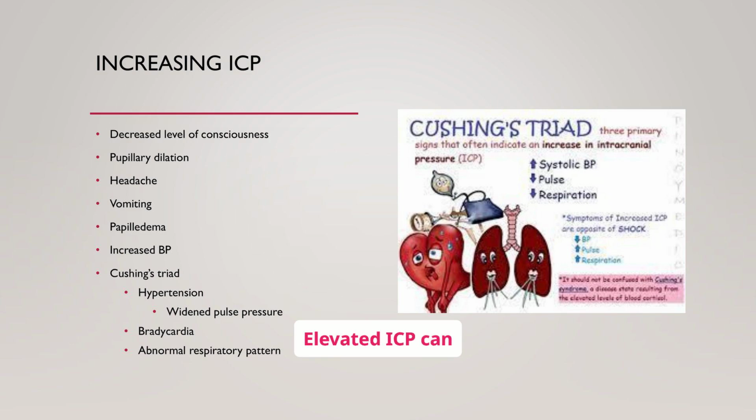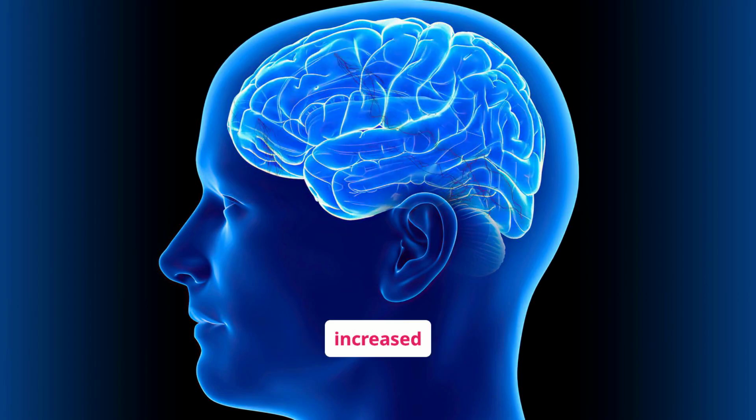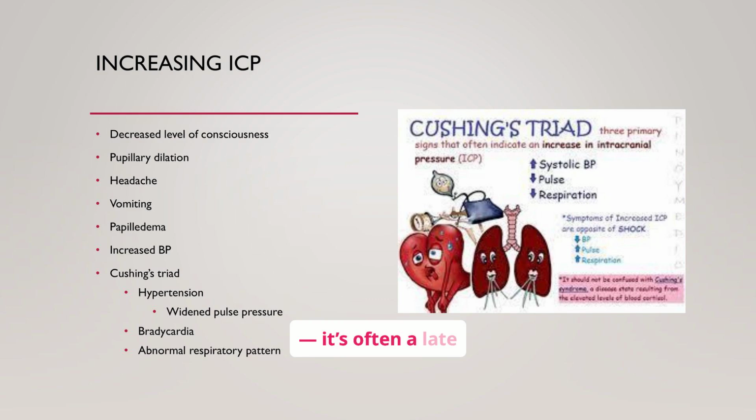Elevated ICP can manifest in several ways. Be alert for symptoms like decreased consciousness, pupillary dilation, and headache. Cushing's triad, hypertension, bradycardia, and irregular respirations, is a critical sign of severely increased ICP. Cushing's triad is the brain's cry for help. It's often a late sign, so early recognition of other symptoms is key to preventing herniation or death.